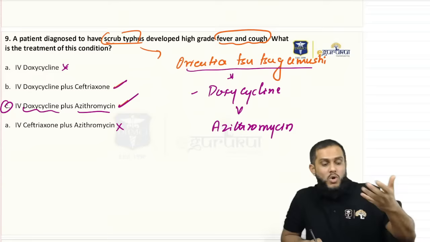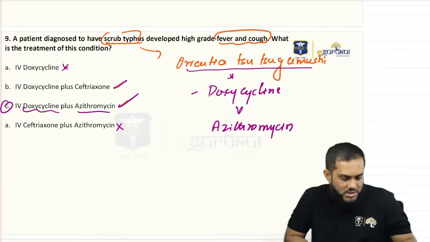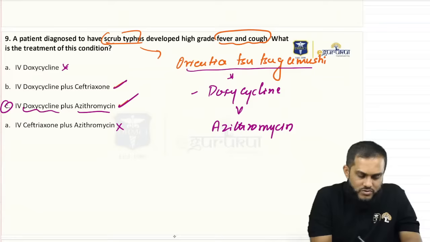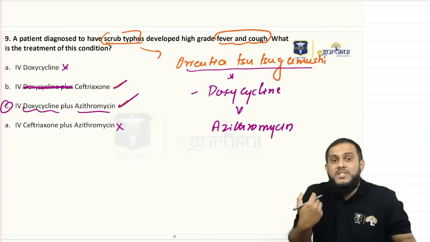So there was pneumonia in the question. IV ceftriaxone was given alone without azithromycin. If you consider that IV ceftriaxone was given alone, then the answer is, even if it is pneumonia, I'm telling you, doxycycline plus azithromycin is a better combination. If only IV ceftriaxone was given, then there is no doubt here. Clear cut, it is doxycycline.